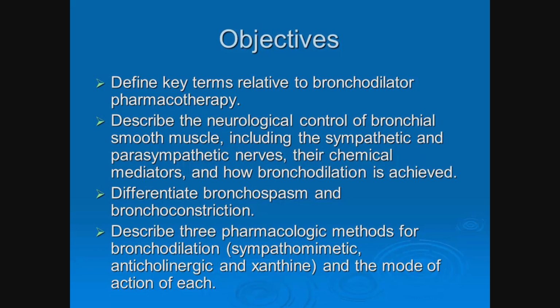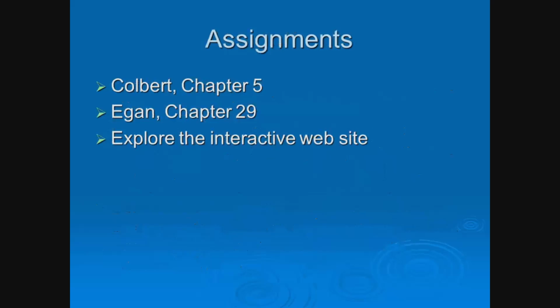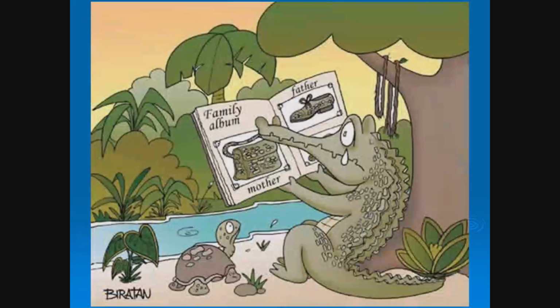This is probably the most important module of this course, so you might want to pay attention or not. This will be on the test, yes. And as we'll go through, some of those drugs that you have memorized will make a little more sense perhaps now, or not. I believe it's chapter 5 in Kolbert, and there's pretty extensive material in Egan also. We know about the drug cards, I'm not going to worry about that.